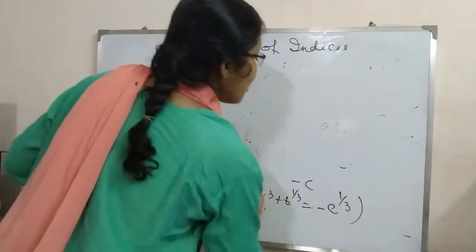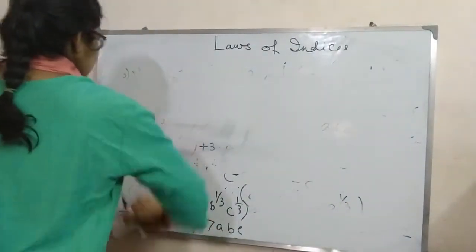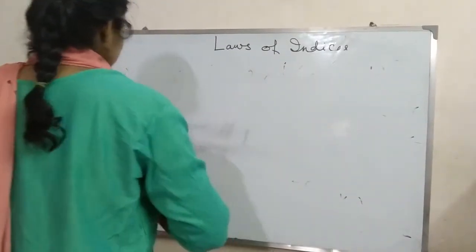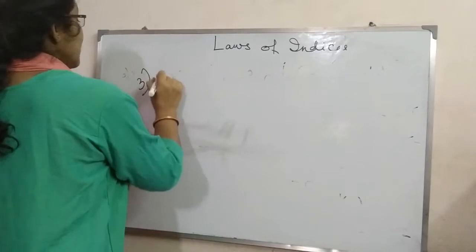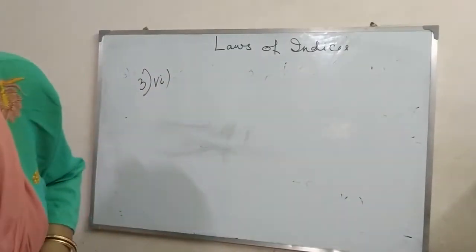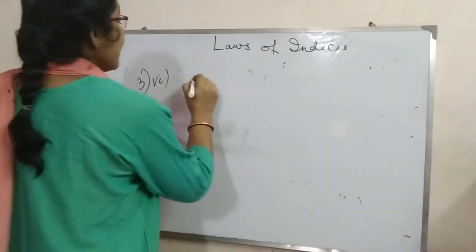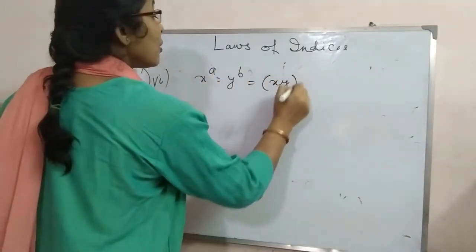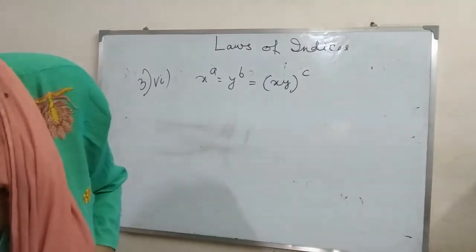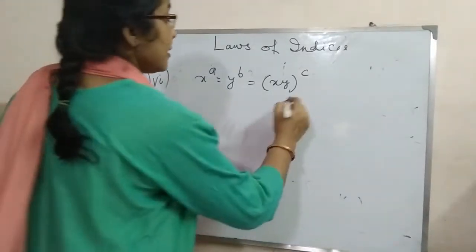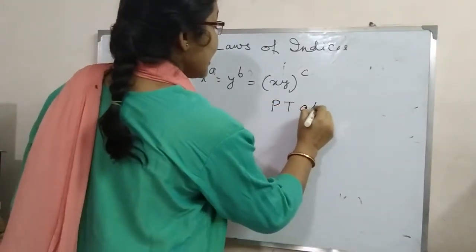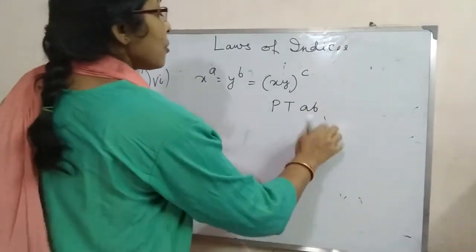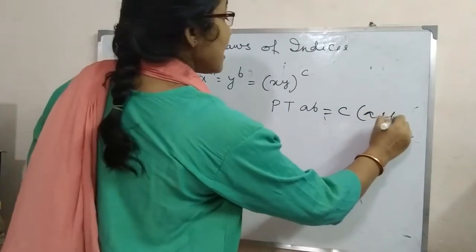this is sum number 5. Sum number 6. If x to the power a equal to y to the power b equal to xy whole to the power c, prove that ab equal to c into a plus b.